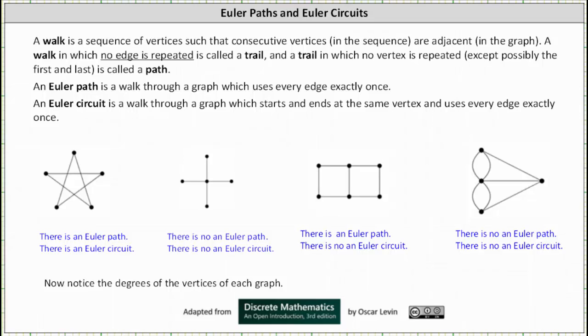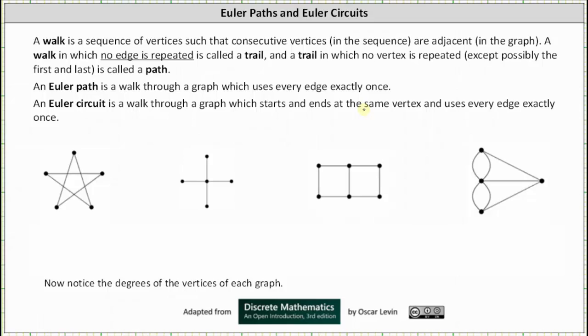An Euler path is a walk through a graph which uses every edge exactly once. An Euler circuit is a walk through a graph which starts and ends at the same vertex and uses every edge exactly once. This indicates an Euler circuit is an Euler path which starts and ends at the same vertex. Let's look at the graphs below and determine whether the graphs have an Euler path and/or an Euler circuit.